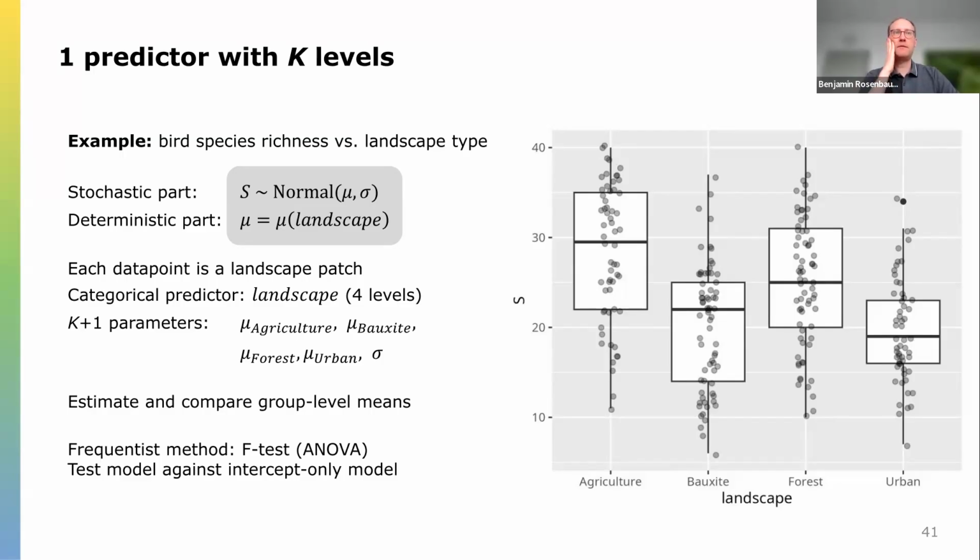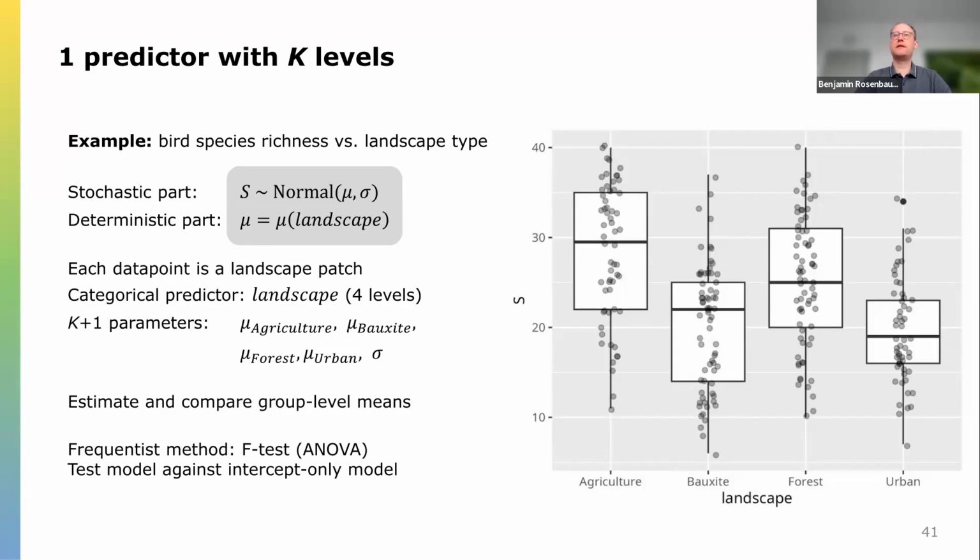The model, stochastic and deterministic part look the same. However, mu of landscape, so the mean for each landscape level, now has 4 parameters because there are 4 different group means, and additionally 1 parameter for the standard deviation. So the goal here is to estimate and also to compare the group level means.